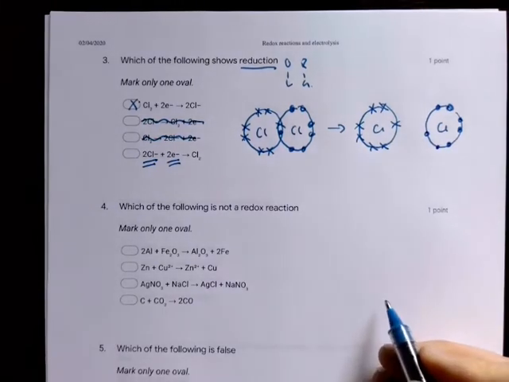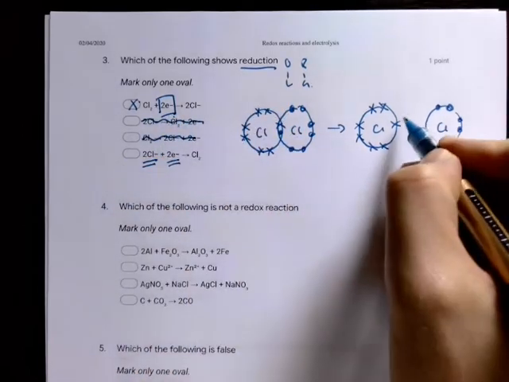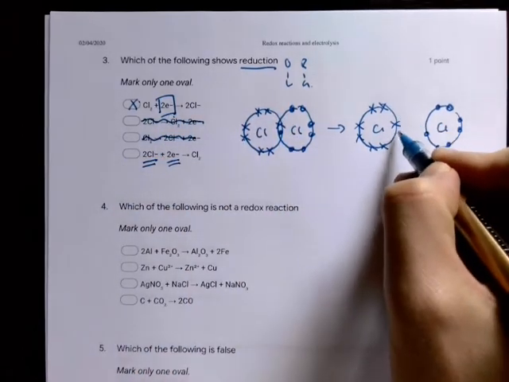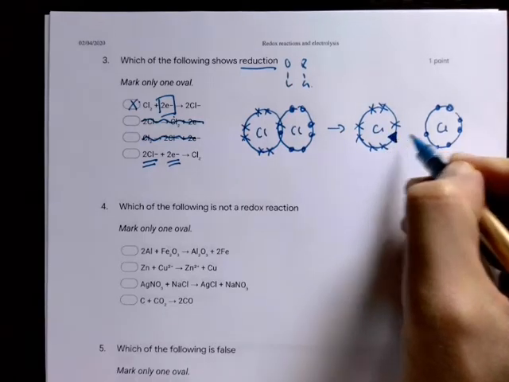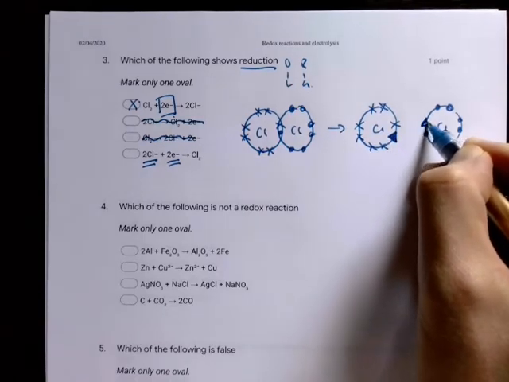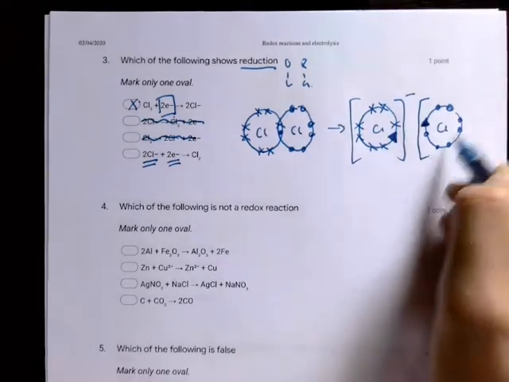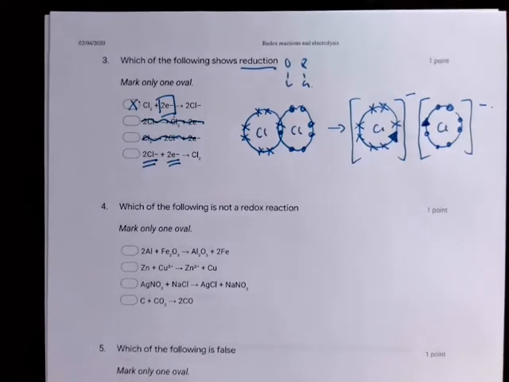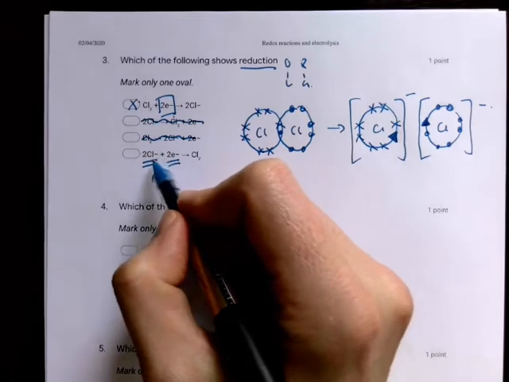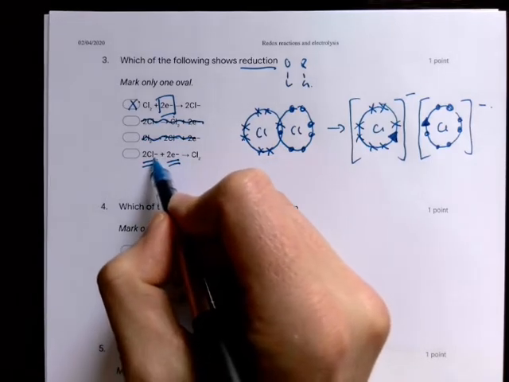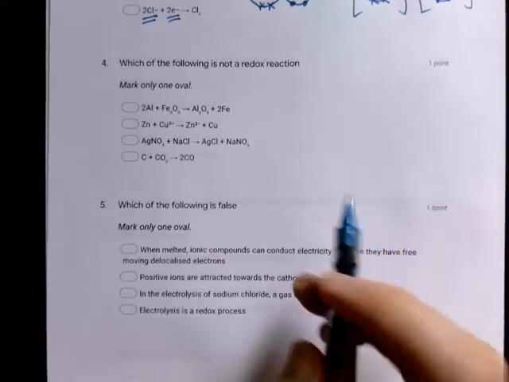In order for them to have a full outer shell, they need to gain an electron each. So I gain in my extra electron. I can use a different symbol. Let's use a triangle. And because both of them have gained an electron, they're both going to be negative ions. So if you chose this one, hard luck, but really, it should be fairly clear that negative plus negative isn't going to give you neutral. Which of the following is not a redox reaction?